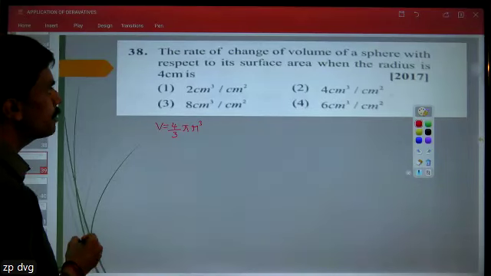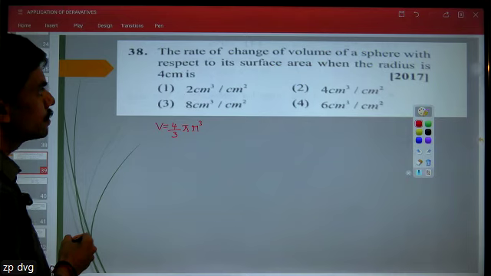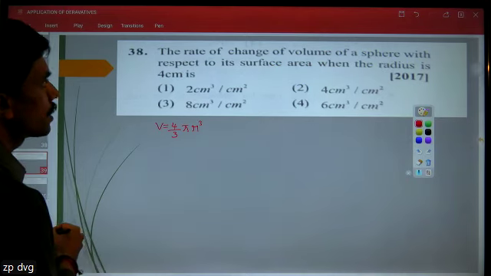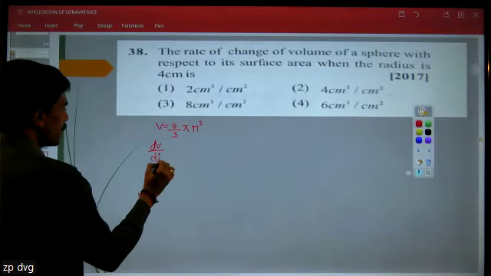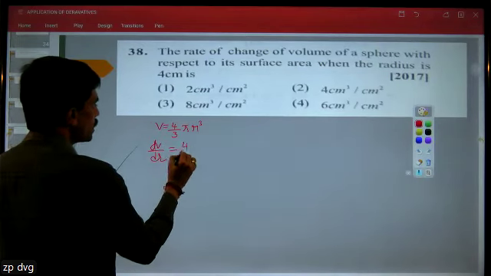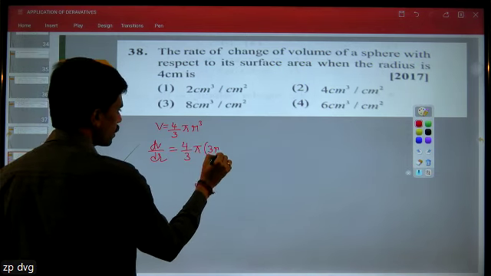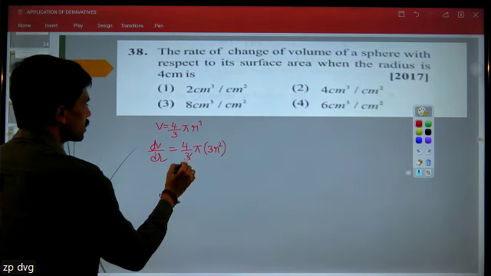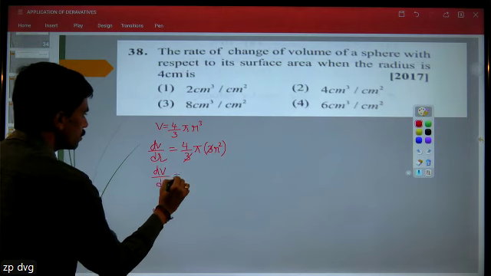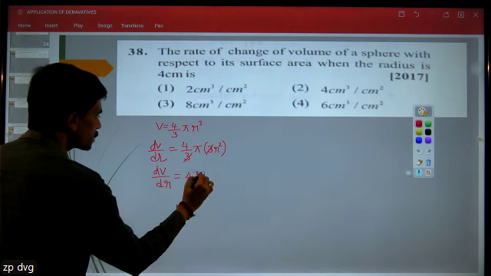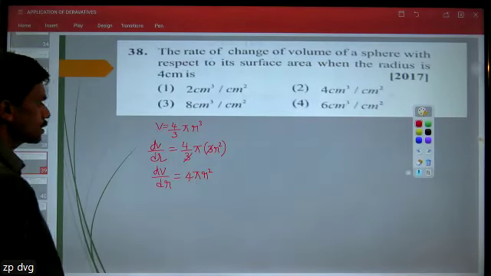We get dV by dt equal to, sorry, differentiate with respect to r here. dV by dr equal to 4 by 3 pi r square, derivative, sorry, r cube derivative is 3r square. So here 3 gets cancelled. We get dV by dr equal to 4 pi r square.